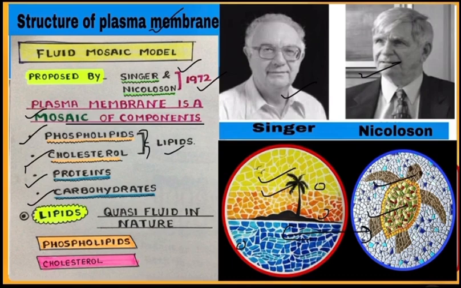Now let us see how these components are arranged in the plasma membrane according to the fluid mosaic model. First, lipids. Lipids are quasi-fluid in nature, means they are neither completely solid nor completely liquid. And two types of lipids which are present in the plasma membrane are phospholipids and cholesterol. Now let us see how they are arranged in the plasma membrane according to this model.